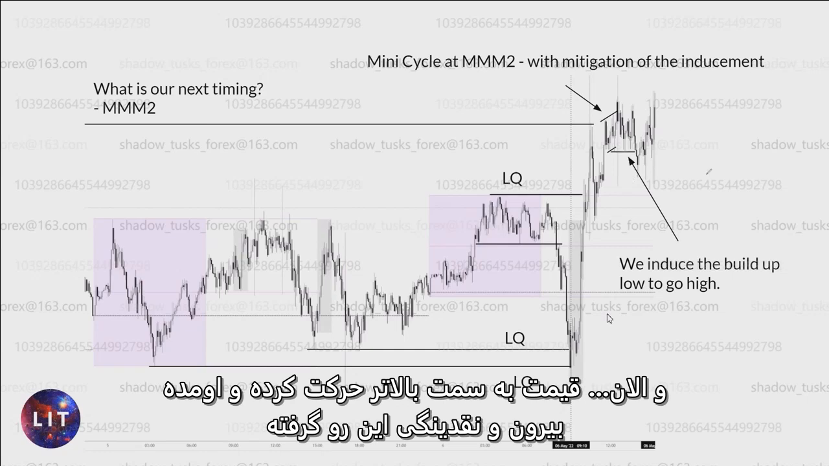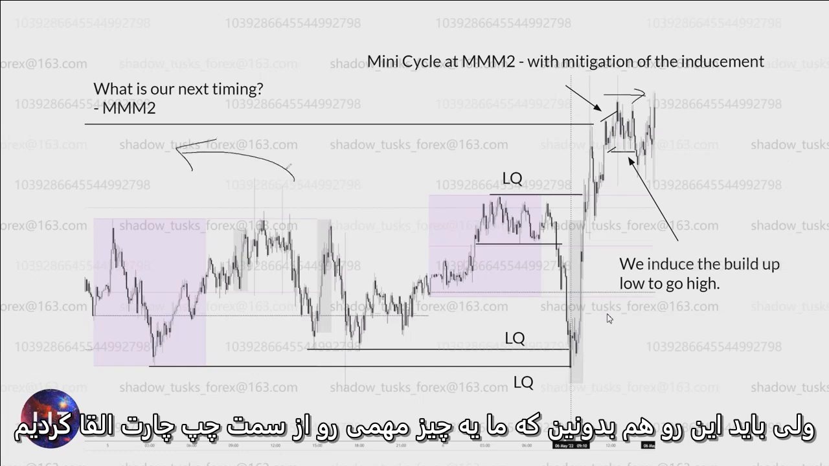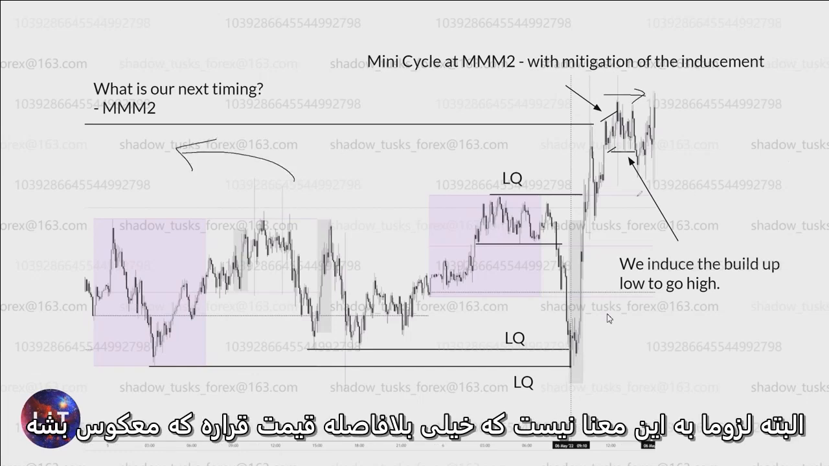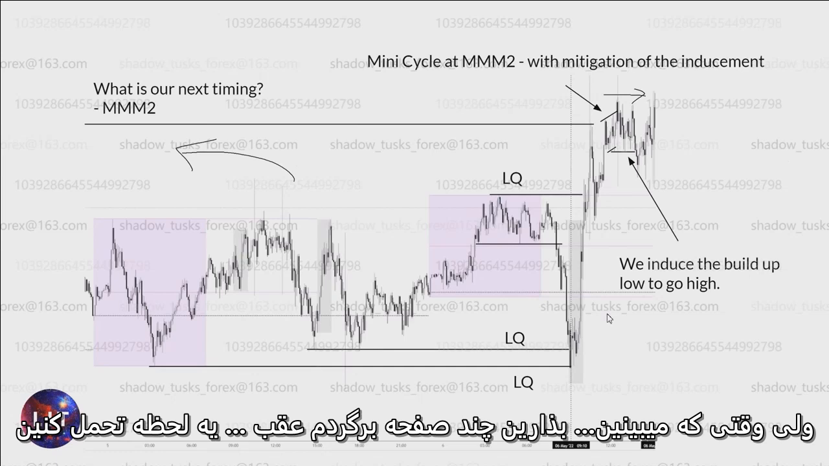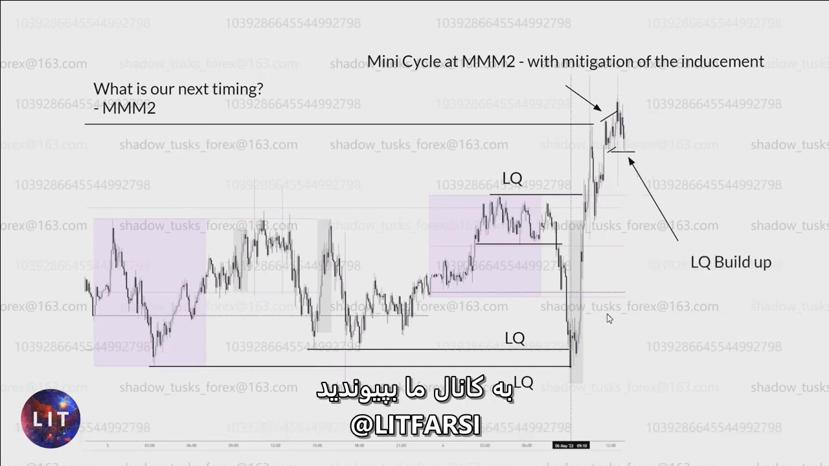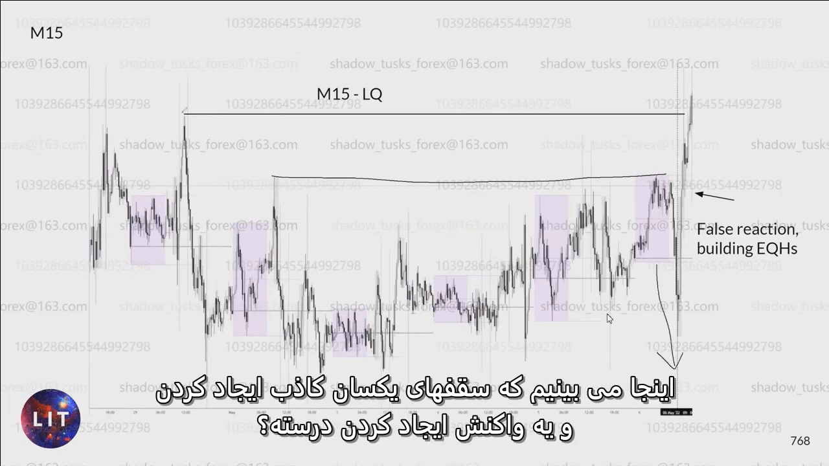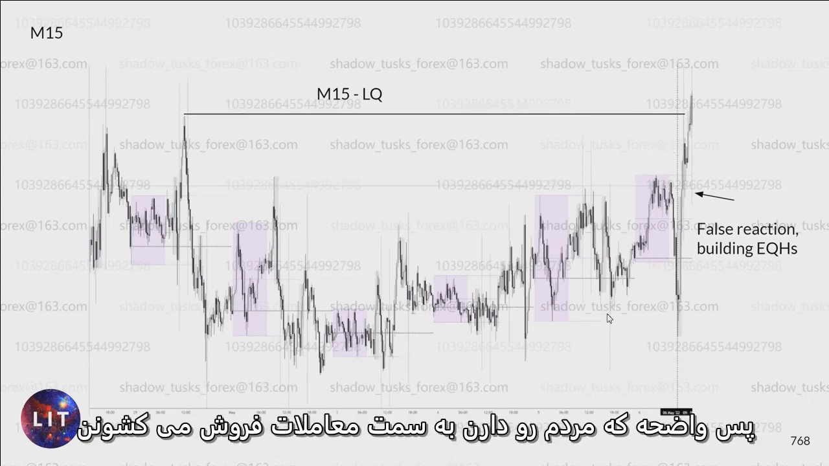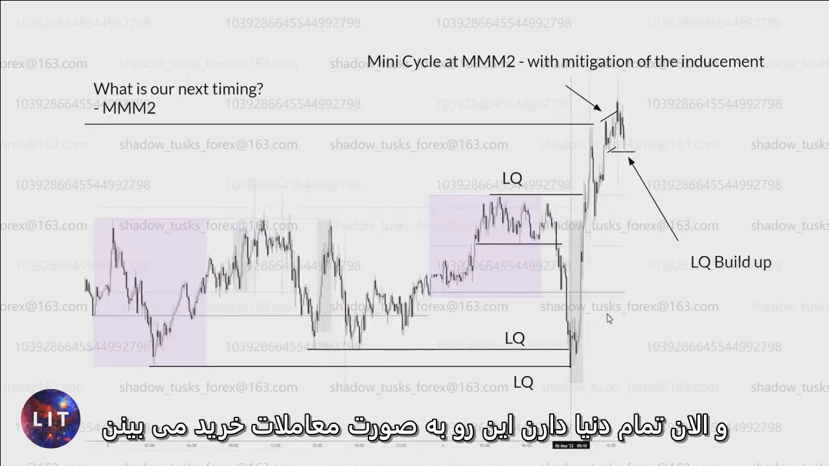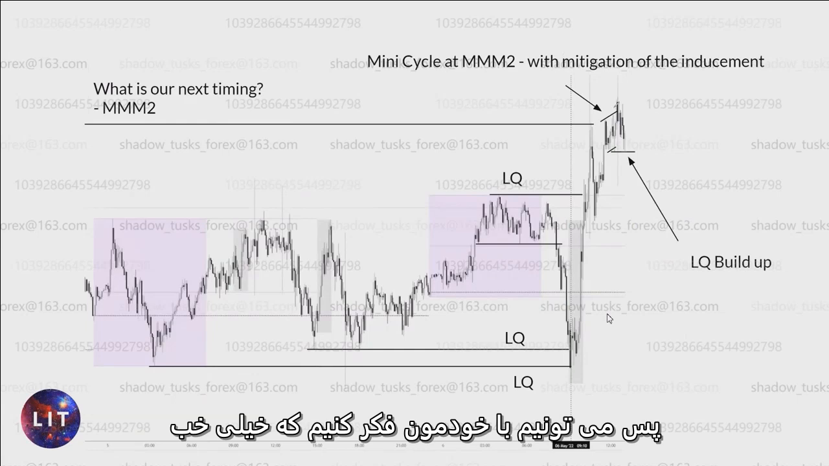And now we've gone higher and we've come out and we've taken this. But we also need to know that we have induced something significant on the left. That doesn't necessarily mean that we're going to reverse straight away. But if I just go back a few pages, bear with me. Here we see that they've faked the equal highs, given a reaction. Here we see that they've faked the equal highs, given a reaction, right? So they're clearly bringing people into sells. And now the entire world is seeing it as buys. So we can start to think, okay, now sells might be a good time.